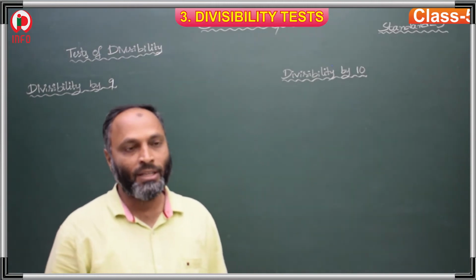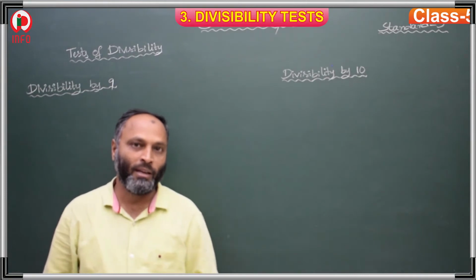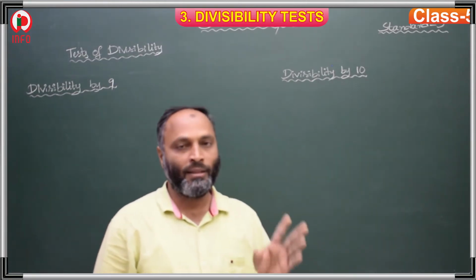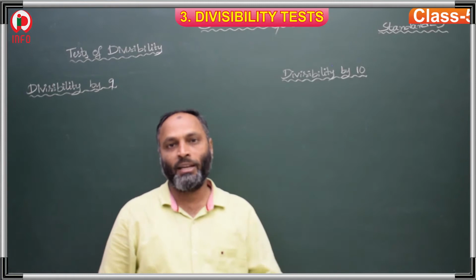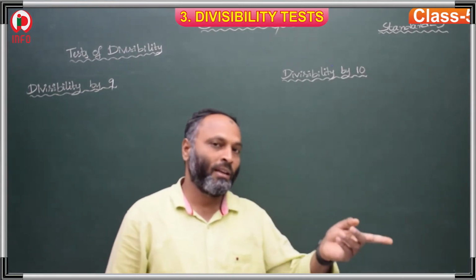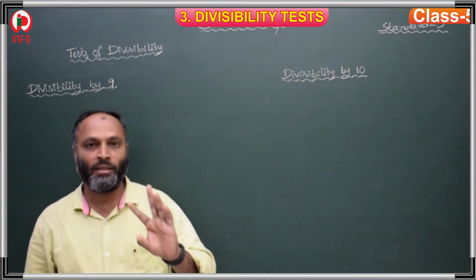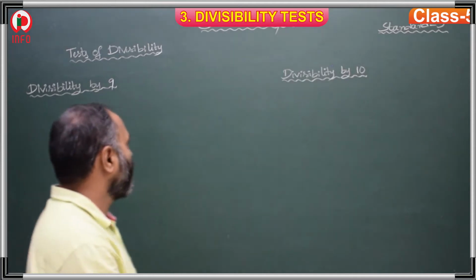If the sum of the digits is divisible by 9, then the number is also divisible by 9. The same pattern we used in the 3 table is there for the 9 table also. There is no change, but there the sum should be divisible by 3, and here the sum should be divisible by 9. This is the difference.